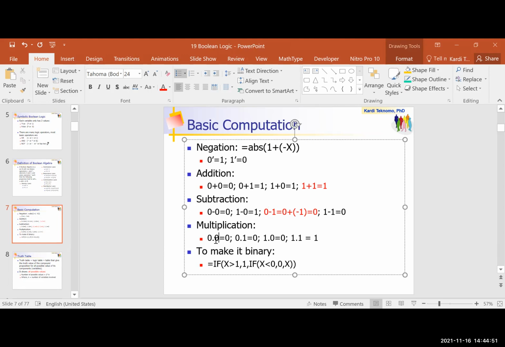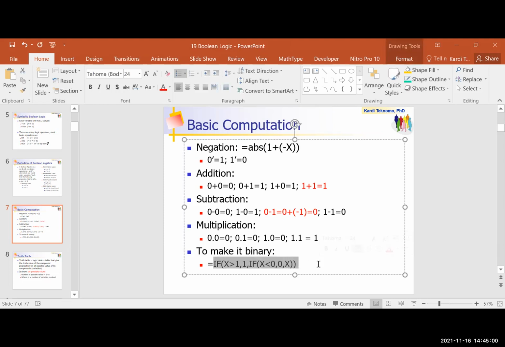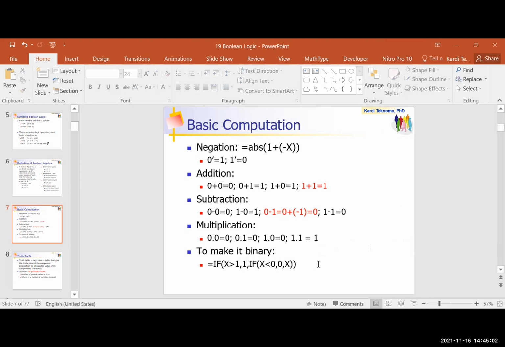Multiplication means and, okay? So if you want to compute faster, you can use this guide. If your value is larger than 1, make it 1. If your value is less than 0, negative, make it 0. Otherwise, keep itself. Either 0 or 1.